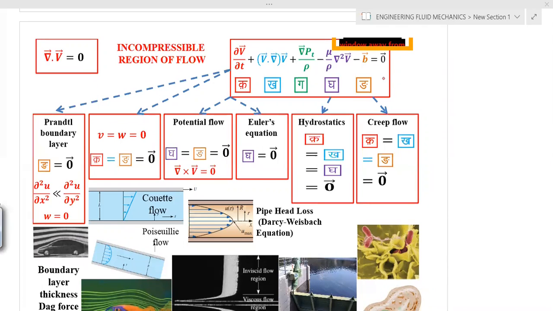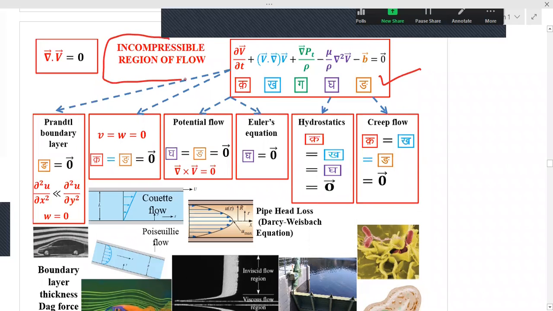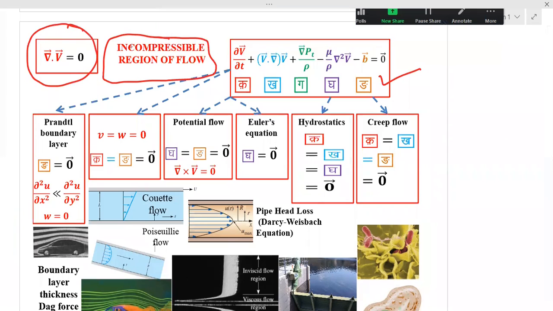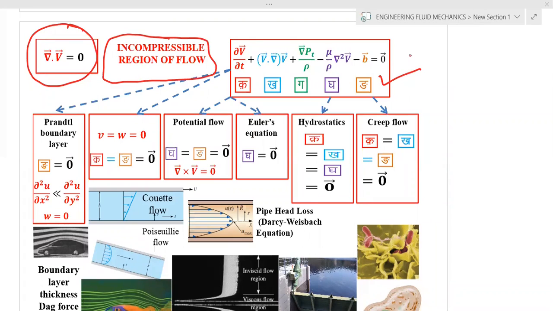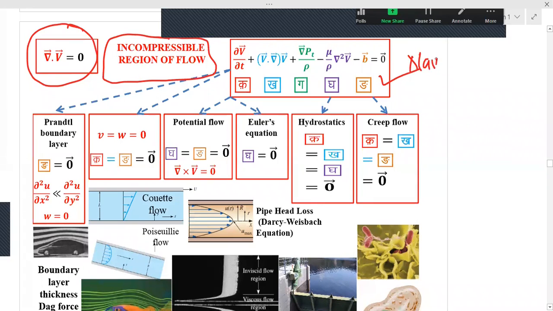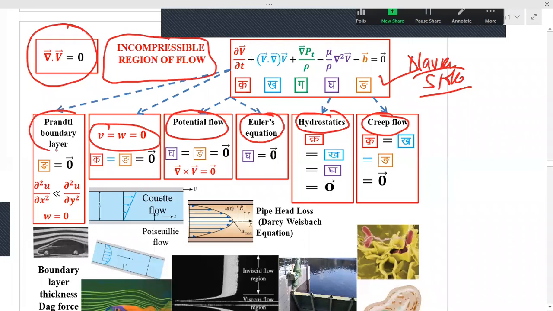So this is the Navier-Stokes equation for an incompressible region of flow, and this is the continuity equation for incompressible region of flow. So this Navier-Stokes equation could actually be thought of as the generalization in which if we put certain terms equal to 0, we end up in these special cases.